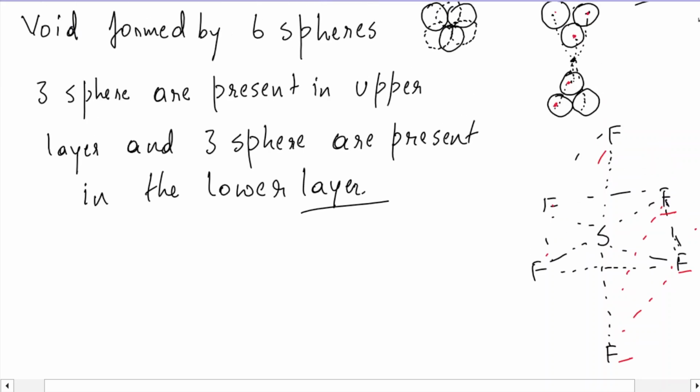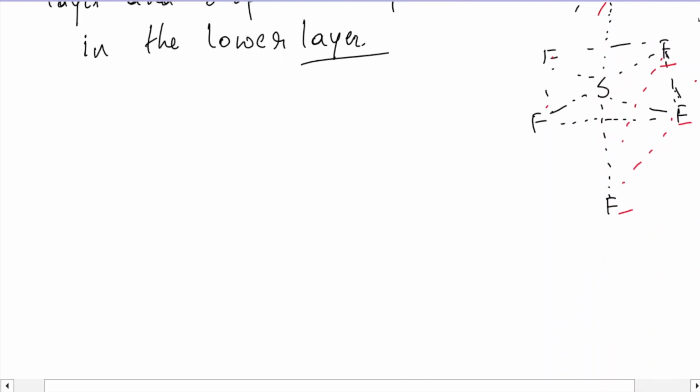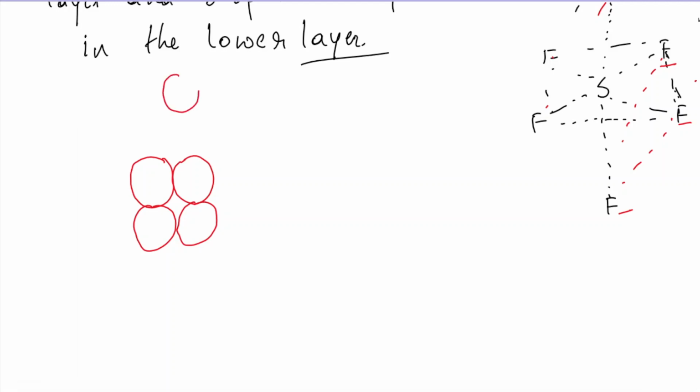So such is the octahedral void. Okay, so if I would like to draw it in a square using the square planar void. Why am I drawing this? There is a specific reason, because we have to calculate the radius ratio here.